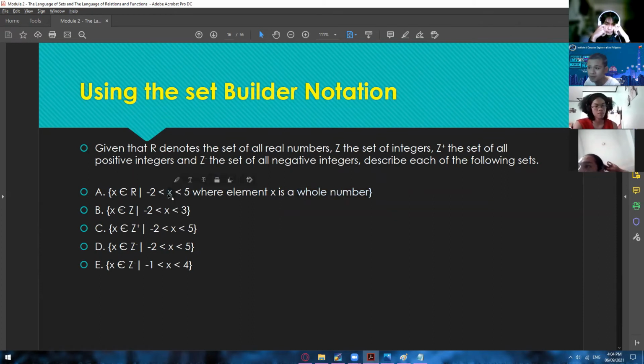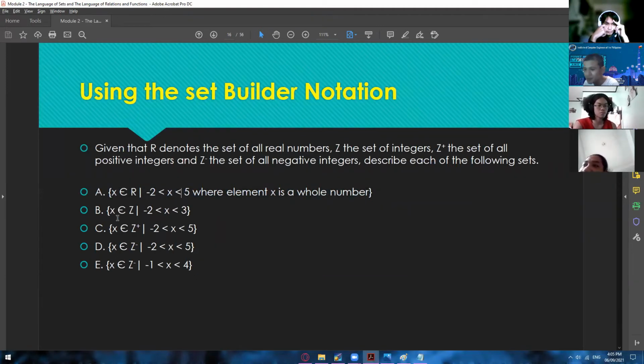We can also write it as X is greater than -2, sorry, and X is less than 5. If you are going to list all of the elements, it would be -1, 0, 1, 2, 3, and 4. So that is already the answer for letter A.